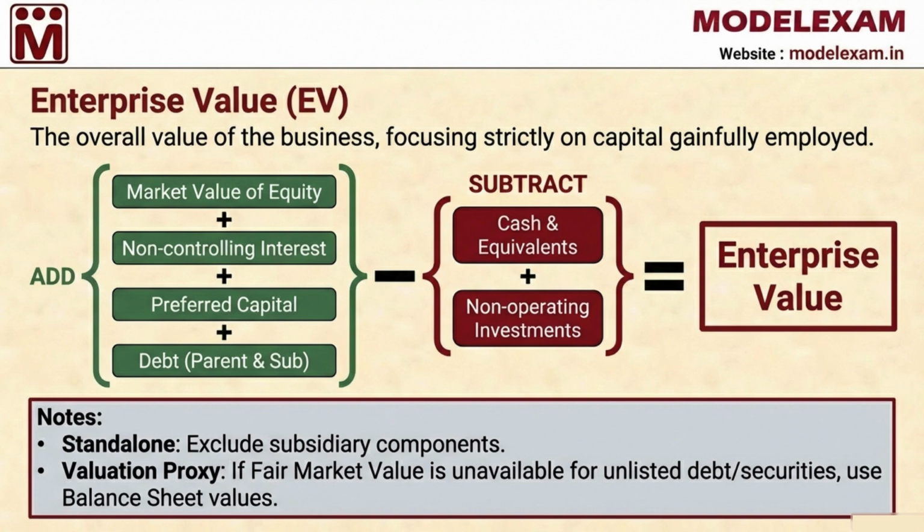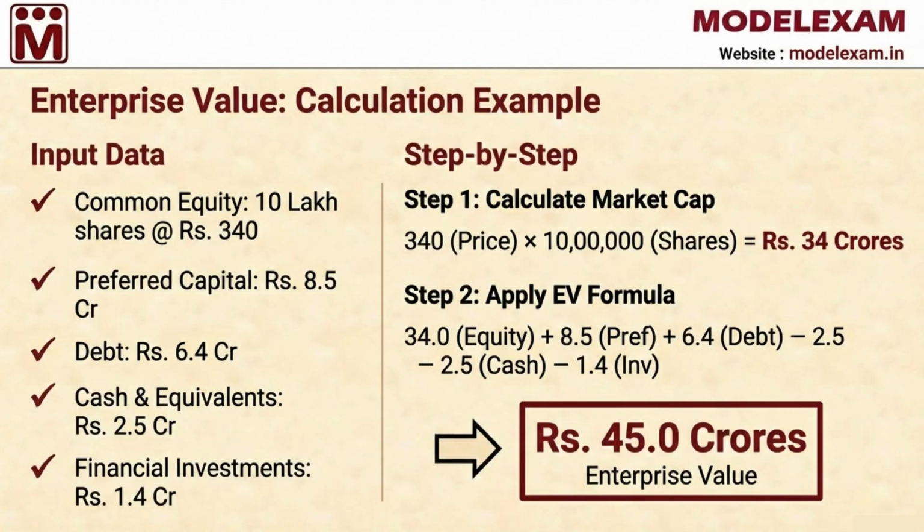To calculate it, we start with the market value of equity and add non-controlling interest, preferred capital, and debt. Then we essentially subtract the cash and cash equivalents and non-operating investments. Think of this as the theoretical price tag to take over the entire company, paying off debt but keeping the cash it already has. Let us look at a practical calculation example to make this clear.